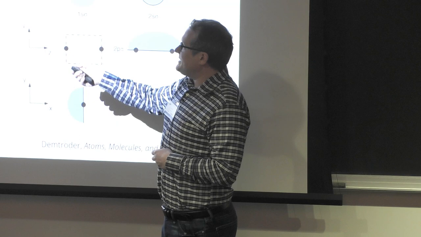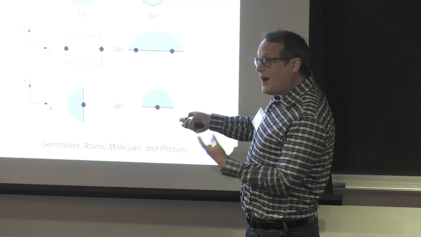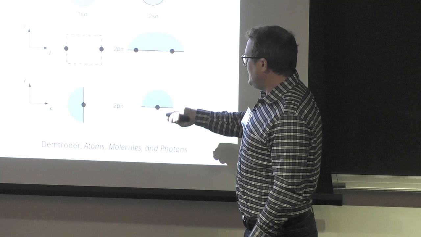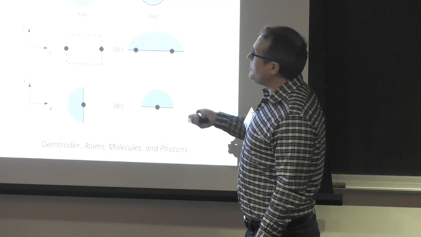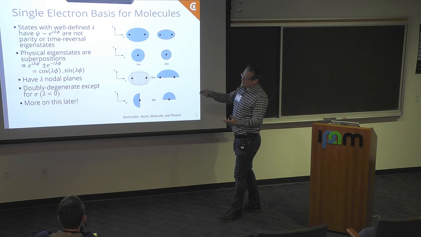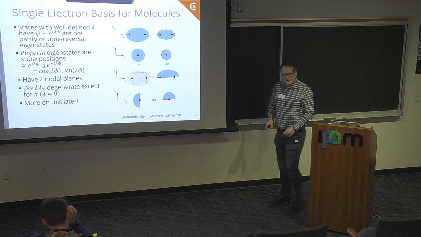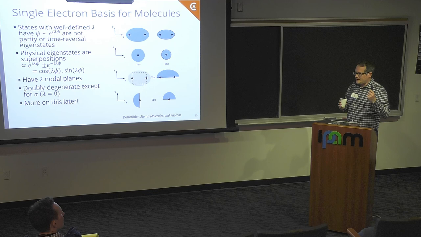For reasons I will get to later, but for now, if you believe me that these are the stationary states, and they are not degenerate, and they're superpositions of these, that means these can't be the stationary states. Because you could think of these as being superpositions of these, but these have different energy. That makes sense. Thank you. Any other questions? Keep them coming. These are all really good questions.